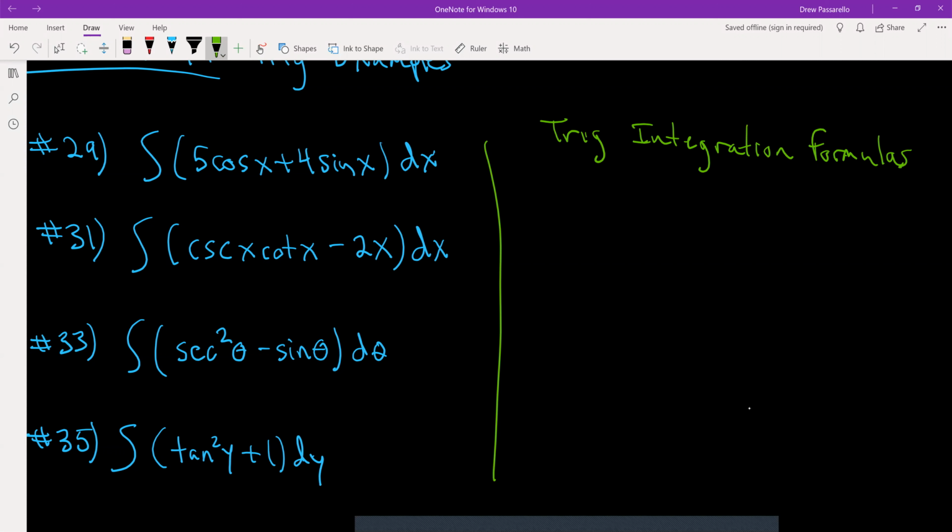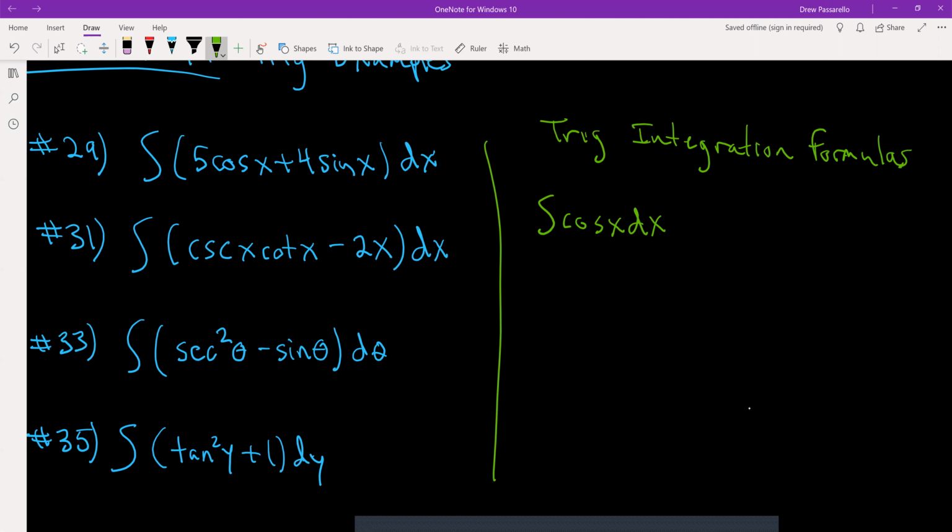At number 35, that one's going to be somewhat tricky because there's no integration formula from what we've learned so far that'll cover tangent squared. So I'm going to write down all the trig integration formulas I'm going to apply in these examples. So first one, cosine.